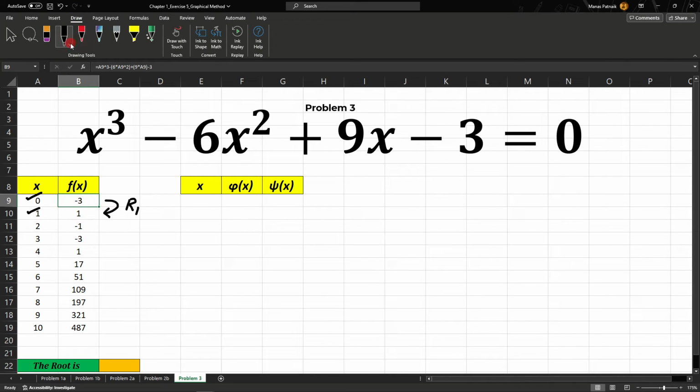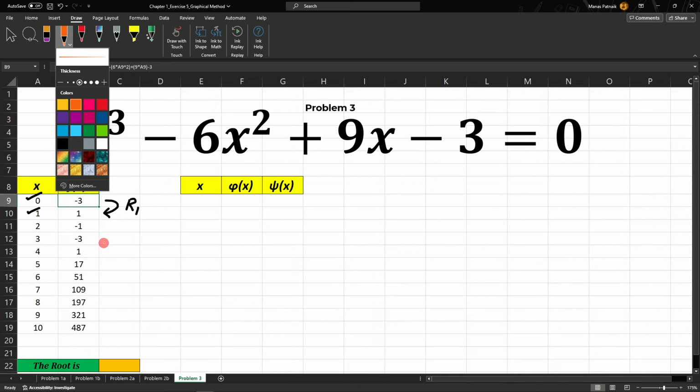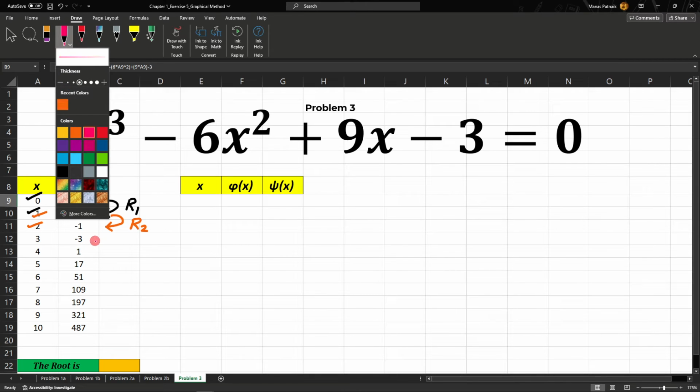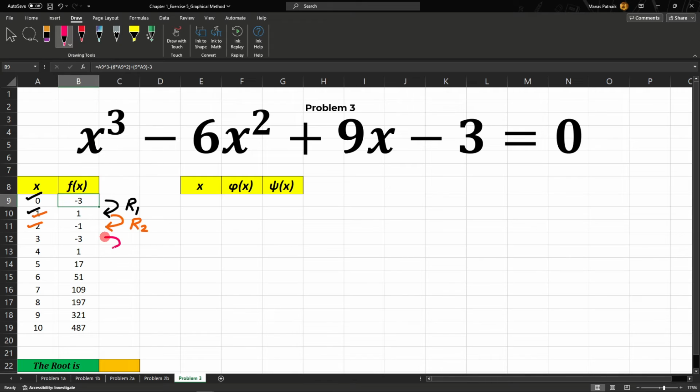Can I change the color? Okay, sir, the second root, if you watch carefully, this is +1, this is -1. Again, there is a change in sign. That means the second root is lying between 1 and 2. Wonderful. And sir, one more thing. We can clearly see that there is again a change in sign of f of x from -3 to +1 between 3 and 4. So another root lies between 3 and 4, that is root 3. So basically, these are 3 real roots.